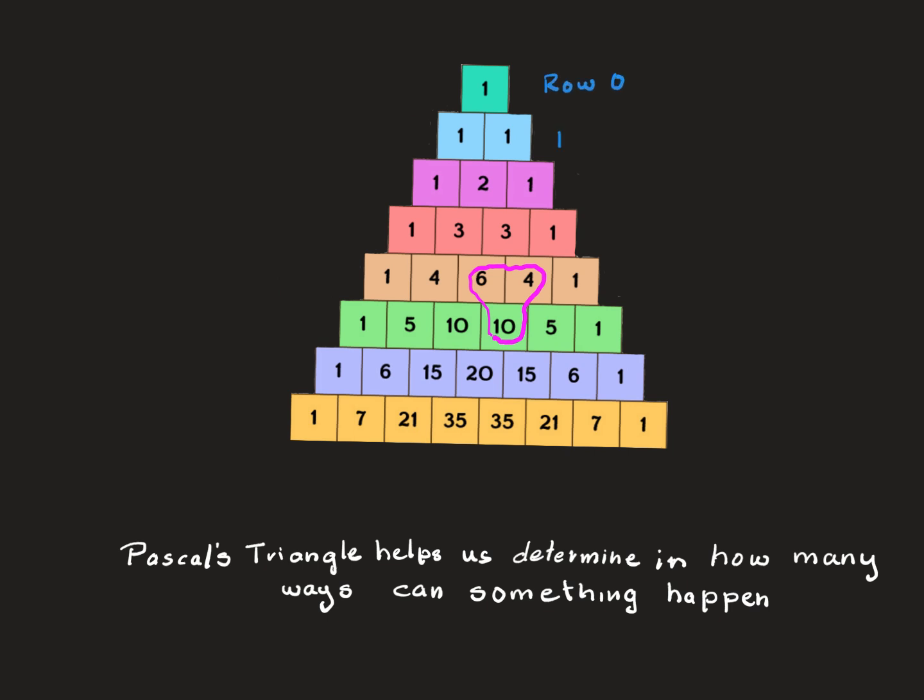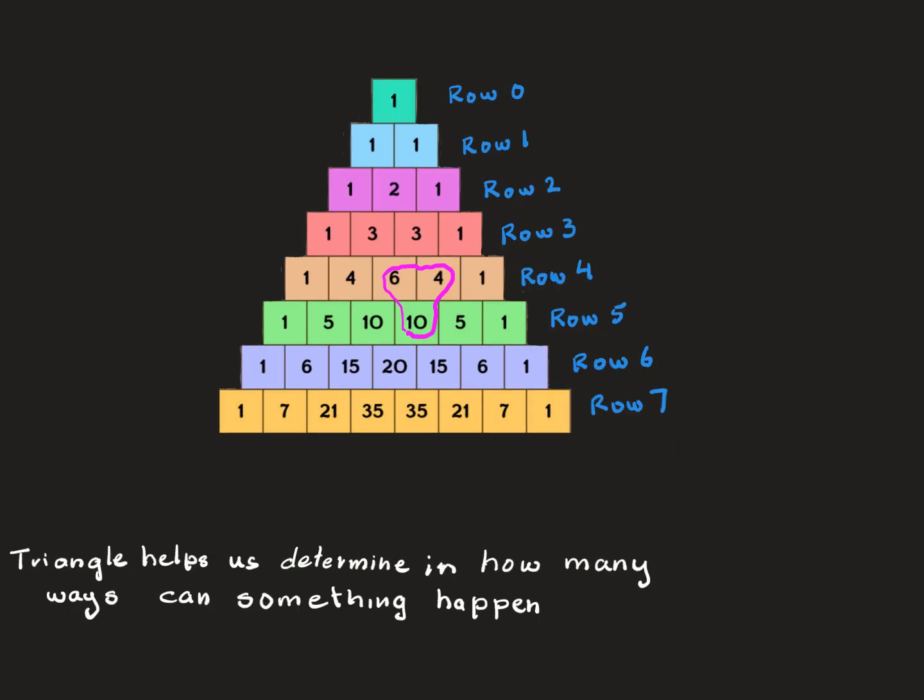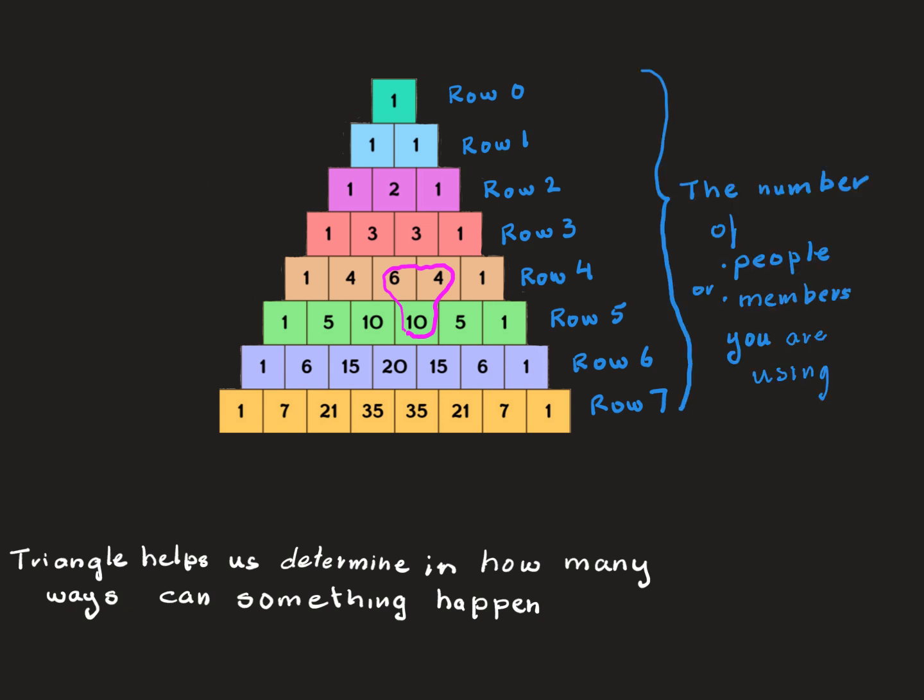And this is now followed by row 1 and row 2 and so on. The rows represent the total number of players or members or coins that you're using. So for instance, if you're going to be using 5 coins or 5 members or 5 people, then you will look at row 5. That's where you're interested in. This means the total number of people. Just make sure you know that it's the total number of people or members that you are using.